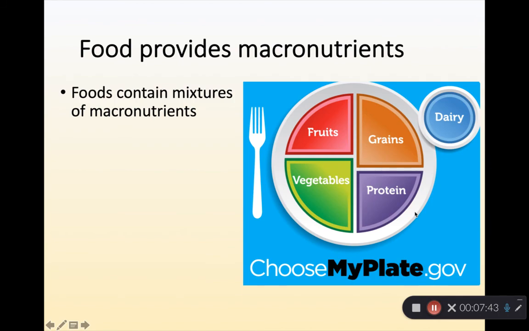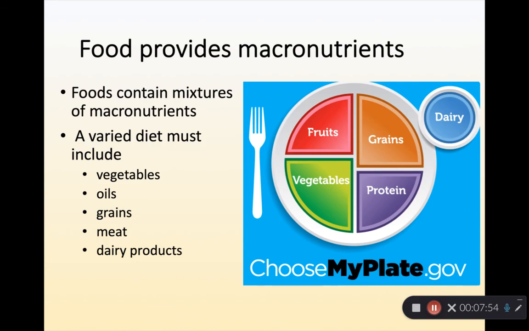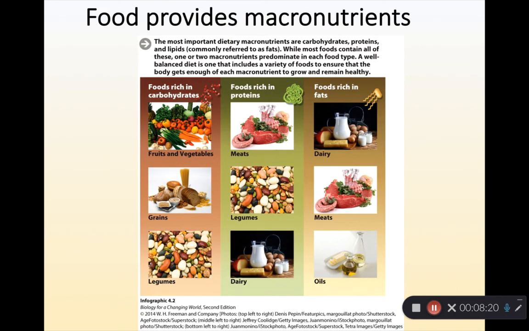And food is what provides our macronutrients. So foods contain usually mixtures of macronutrients. And a varied diet has to include vegetables, oils, grains, meat, and dairy products. And this is just an image from myplate.gov, which was, as you probably recognize, Michelle Obama's health initiative of understanding the different types of foods and the amount that you should have in order to maintain and get those macronutrients.